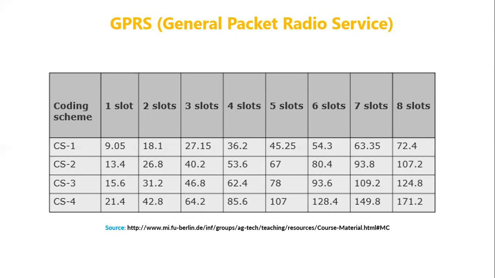For example, if a particular application can tolerate errors, then CS4 will be used, because it does not provide any error correction capabilities. CS4, coding scheme 4, will not provide any error correction facility. So if a user is using an application which can tolerate more errors, then this scheme can be used.